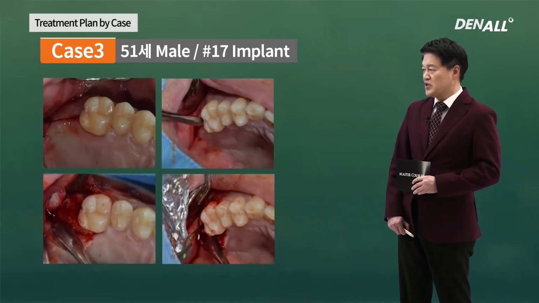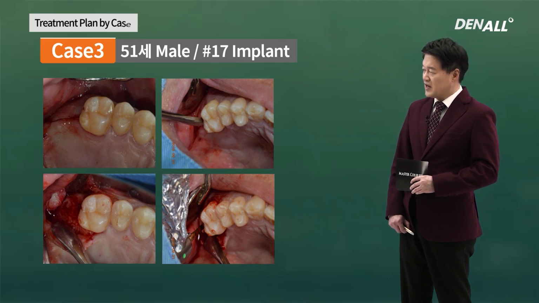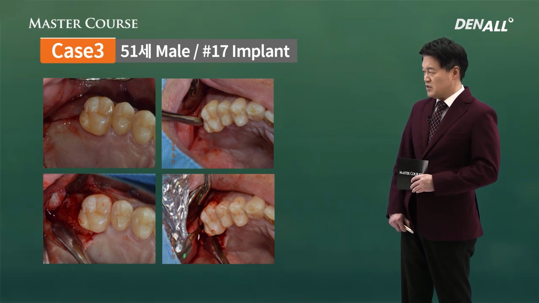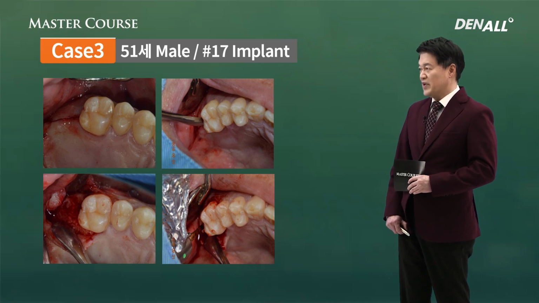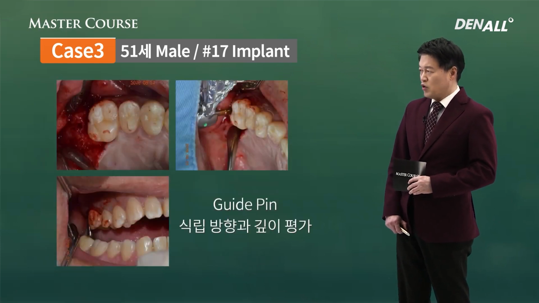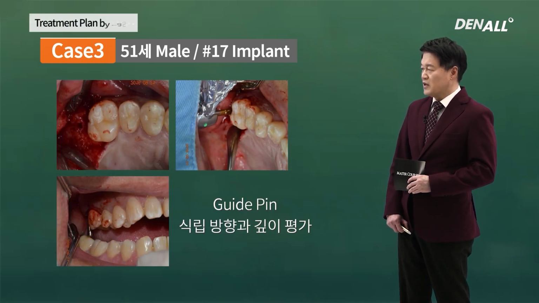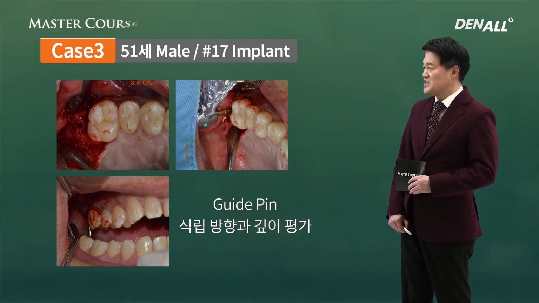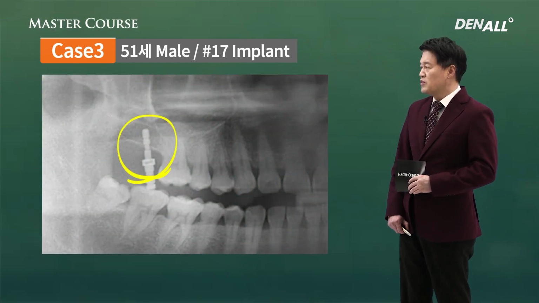I used a periosteal elevator to retract the flap, and I checked the position for the implant, and using a marking drill, I first marked 3 millimeter and checked whether that position was appropriate buccolingually and mesiodistally. And after that, preliminary drilling was done, the guide pin was put in, and I also evaluated placement, direction, and depth. I took an X-ray. I evaluated whether the position was appropriate.